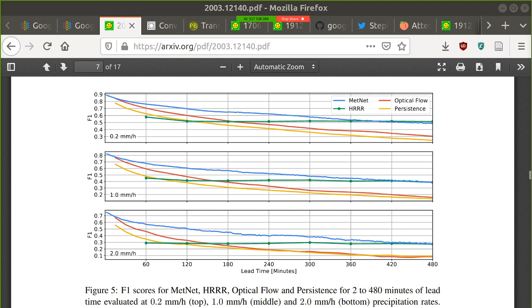So you can see it's much worse than MetNet. And even at much shorter lead times, it gets worse than the physical predictions. But is it a fair comparison? I mean, they didn't use 256 tensor cores and a huge computational budget and all the very latest cutting-edge neural architectures in this optical flow method. So it's difficult to say if it's a fair comparison.